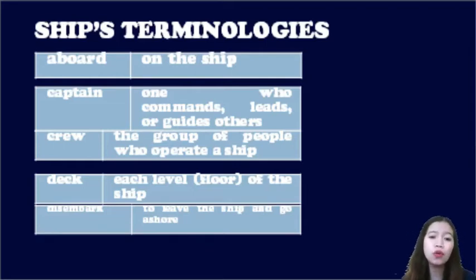When we say crew, they do not usually call themselves employees. They call themselves crew. So, they are the group of people who operate the ship. Deck. When we say deck, it means each level or floor of the ship. So, we do not use the terms we use in the building like first floor, second floor. We use the word deck. Next is disembark. When we say disembark, it is to leave the ship and go ashore.